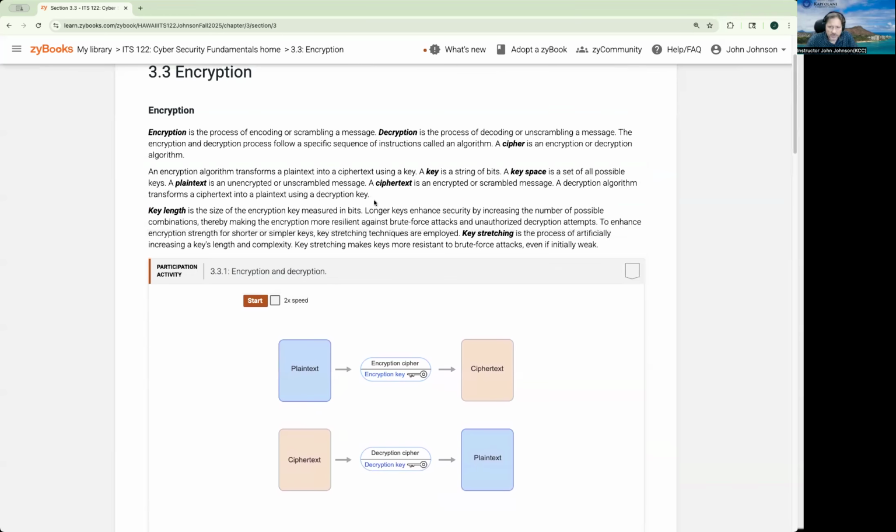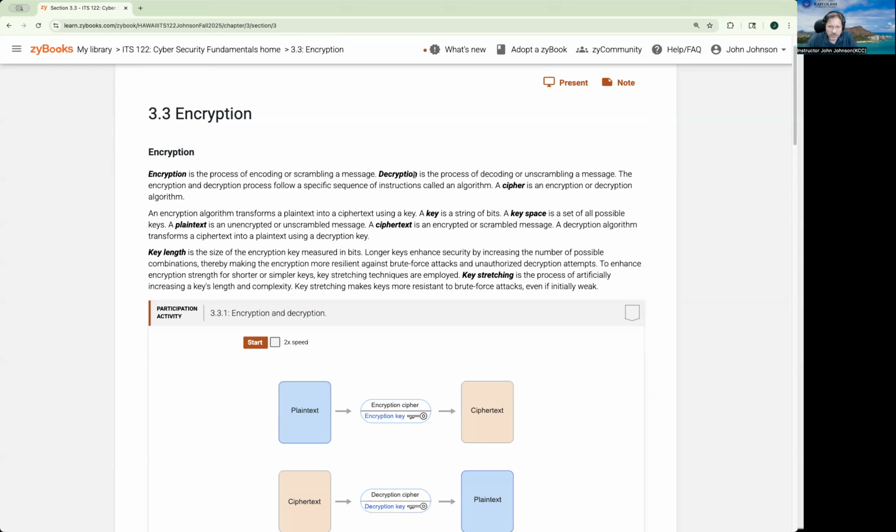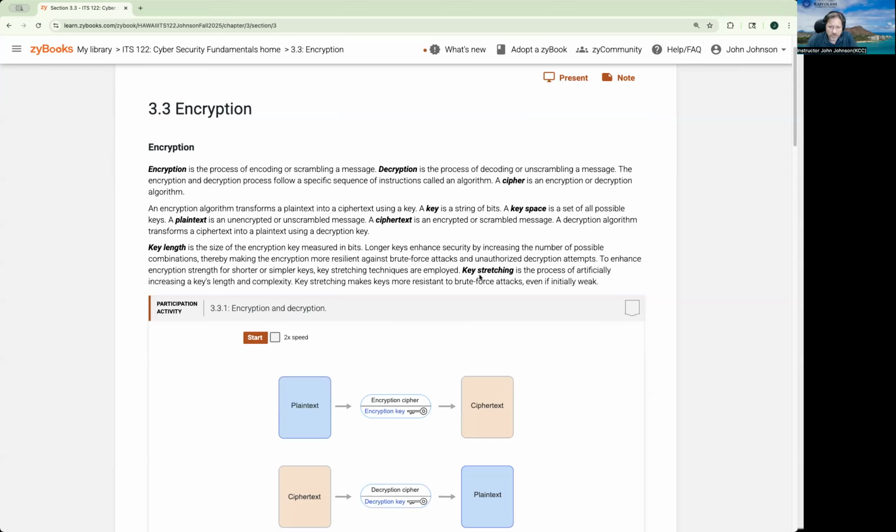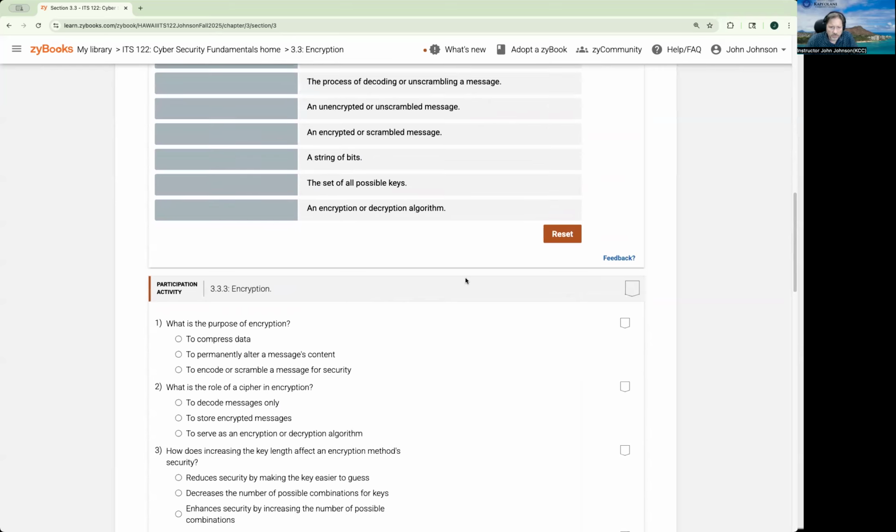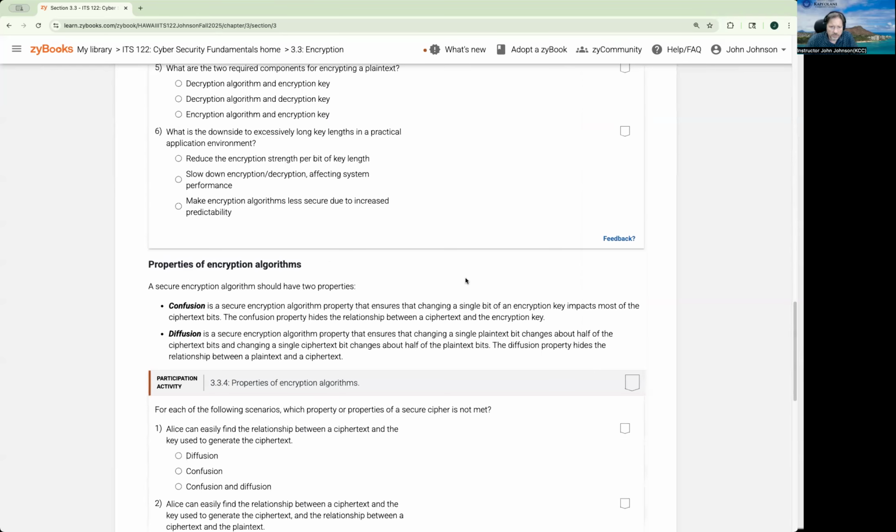So these are the definitions. All the ones here in bold, these are the ones you need to learn. We're going to go down here, lots of work to do in between.